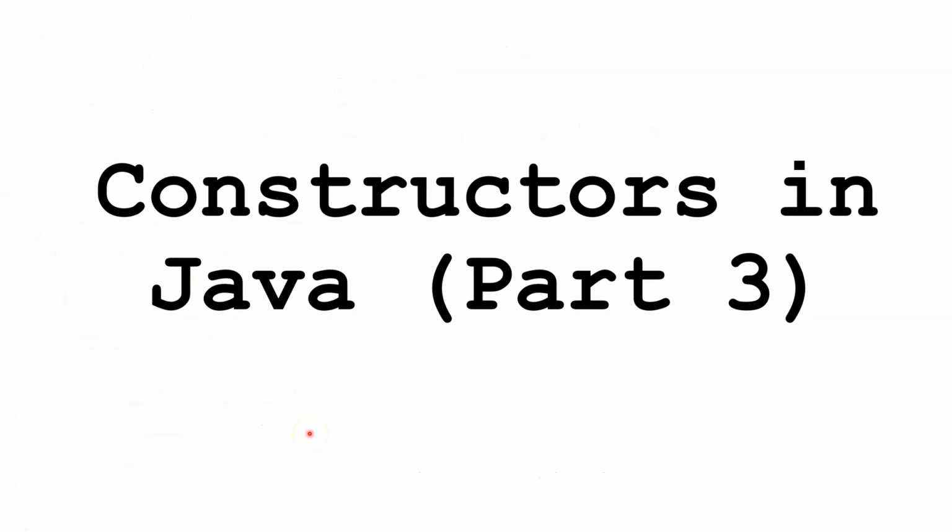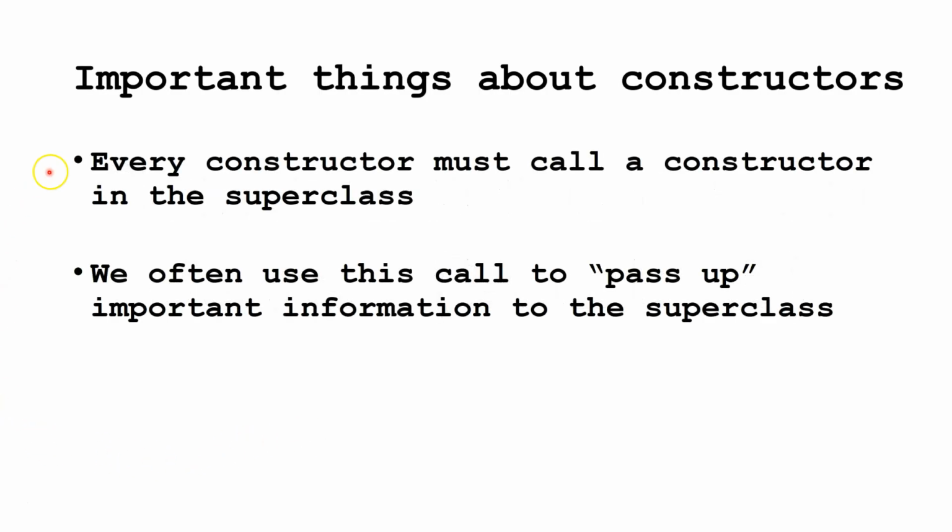In this Java tutorial, we are going to continue looking at constructors. Specifically, we're going to look at a couple of sample classes, examine their constructors, and trace through the creation of several objects. We remember from previous lessons that every constructor must call a constructor in the superclass. We'll also learn in this lesson that we often use this call to pass up important information to the superclass.